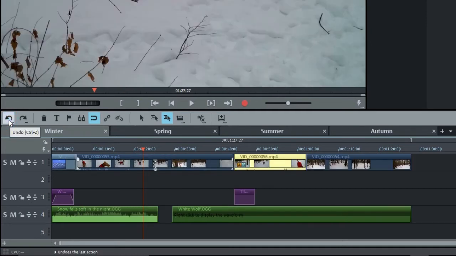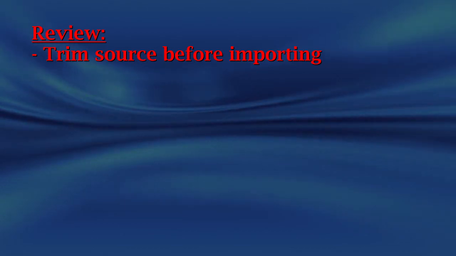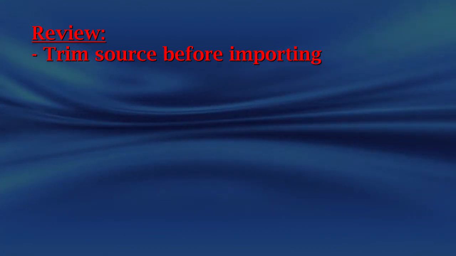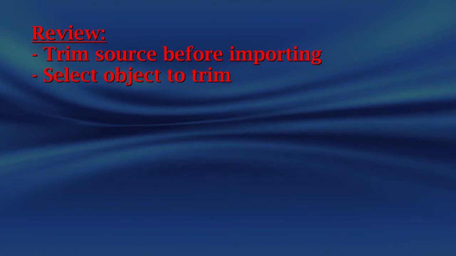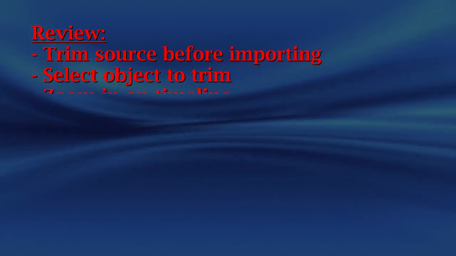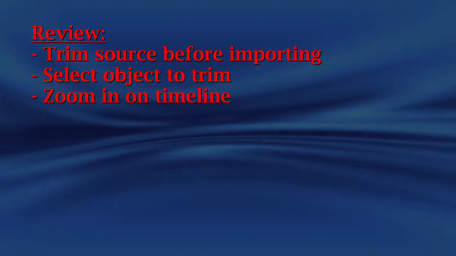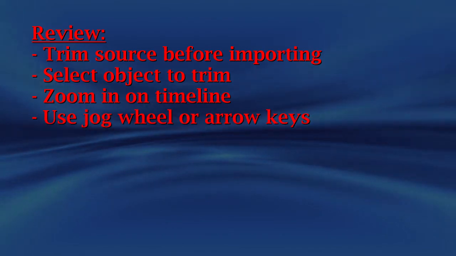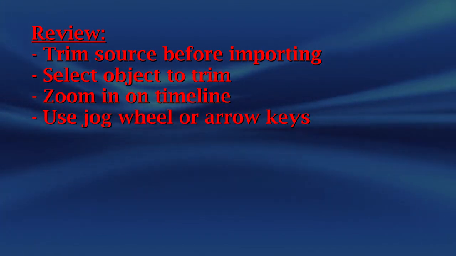I'll undo that. We've covered pretty much all of the combinations about cutting and trimming, so let's review. Remember to trim the source before importing. That's the easiest way. When you're going to trim something, make sure to select the object. You can zoom in on the timeline for more precision, and you can use the jog wheel or the arrow keys for very detailed precision.